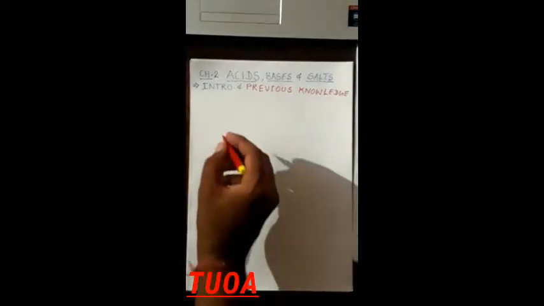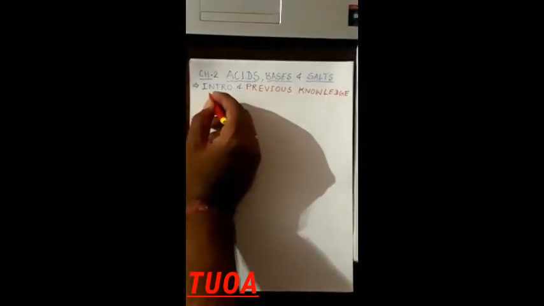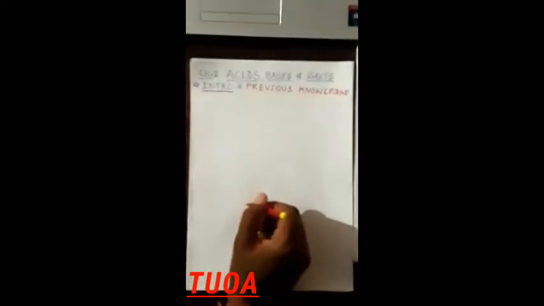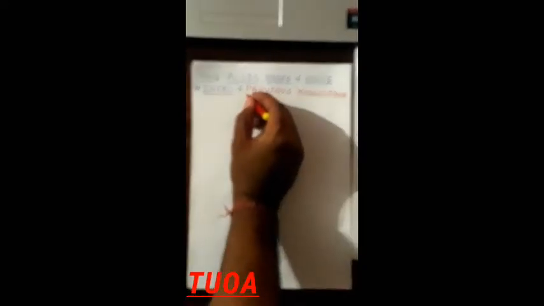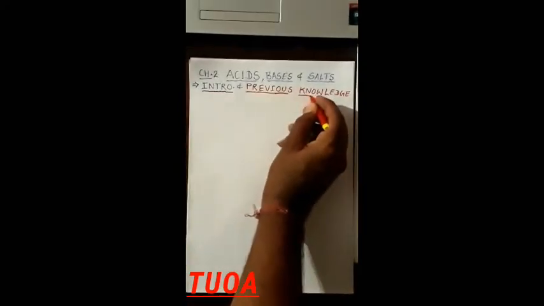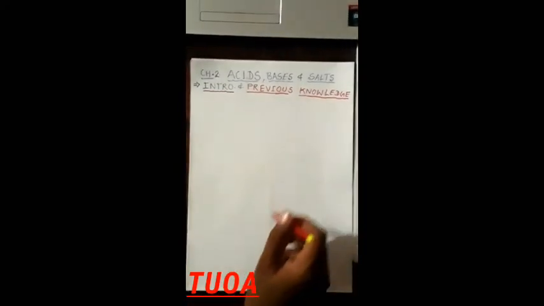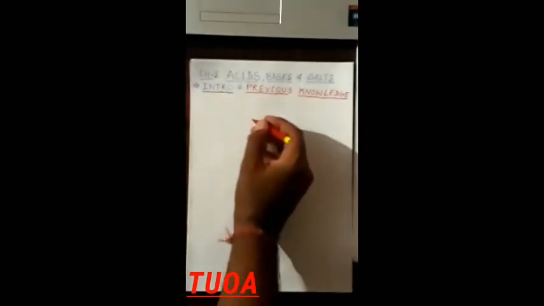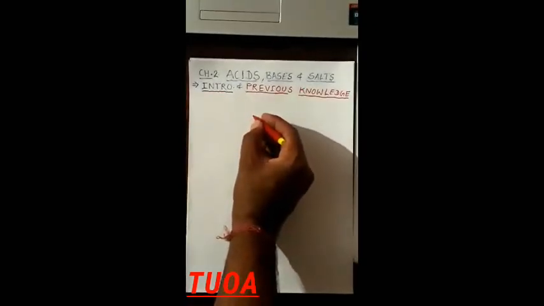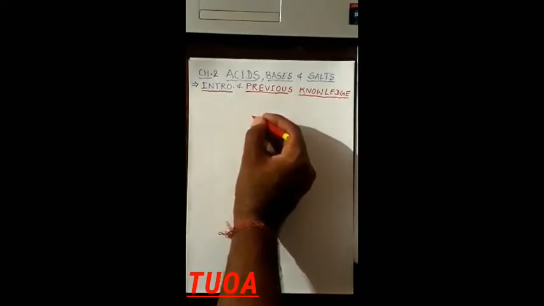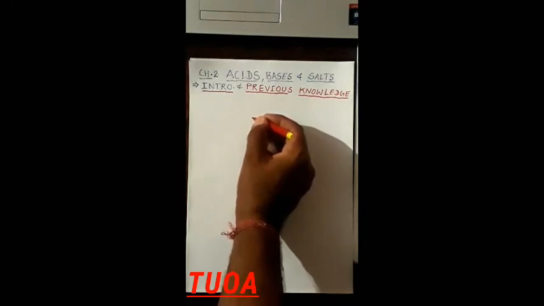Guys, today I am going to start a new chapter for class 10 science. The name of the chapter is Acids, Bases, and Salts. This chapter is very important from the board exam perspective, that is CBSE as well as state board exams. In this chapter, the outline would be in this way. In the starting, we will take the introduction as well as your previous knowledge about the chapter.